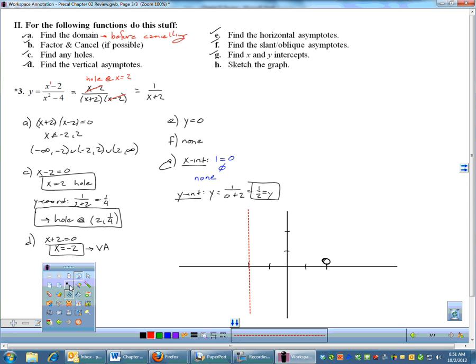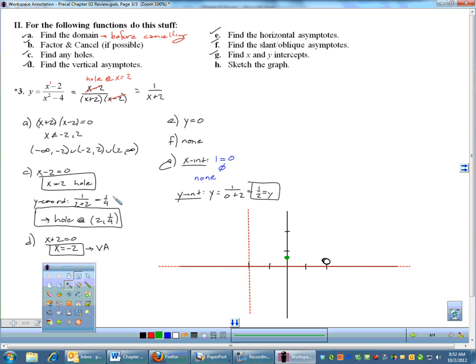So there's a vertical asymptote. A horizontal asymptote on the y-axis, or at y equals 0, which is the x-axis. So there's a horizontal asymptote. I do not have any x-intercepts. I do have a y-intercept at 1/2, so let's graph a y-intercept at 1/2, which is going to be about right here.